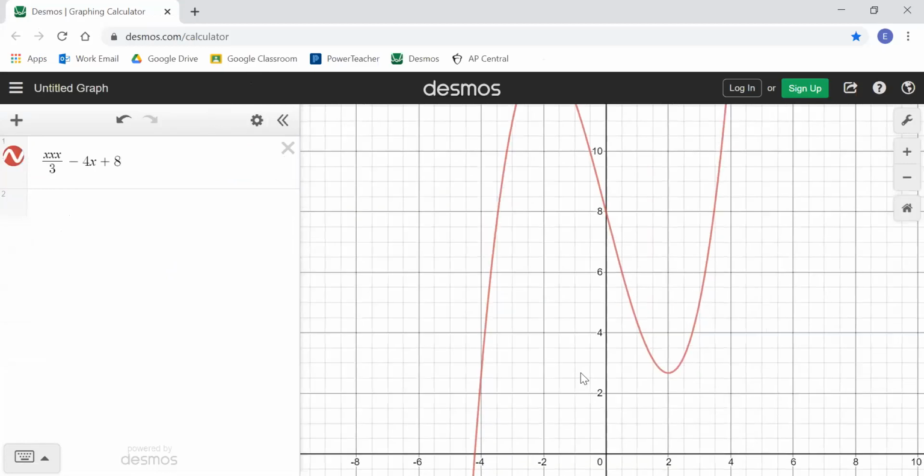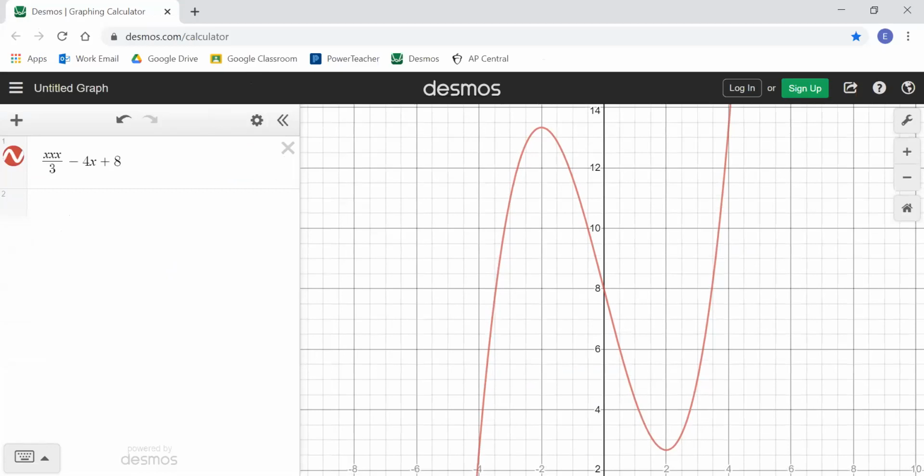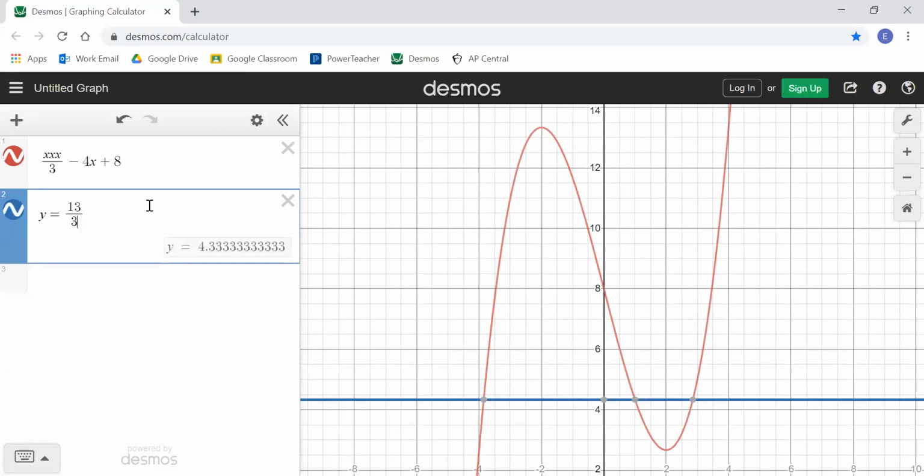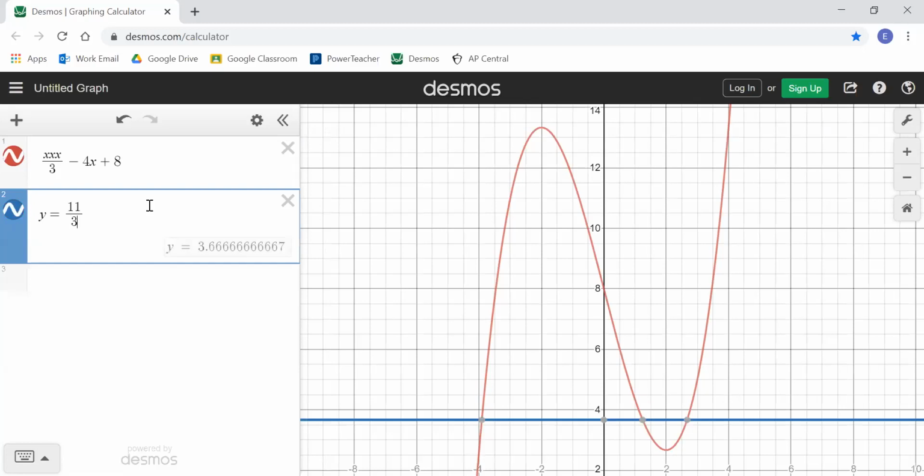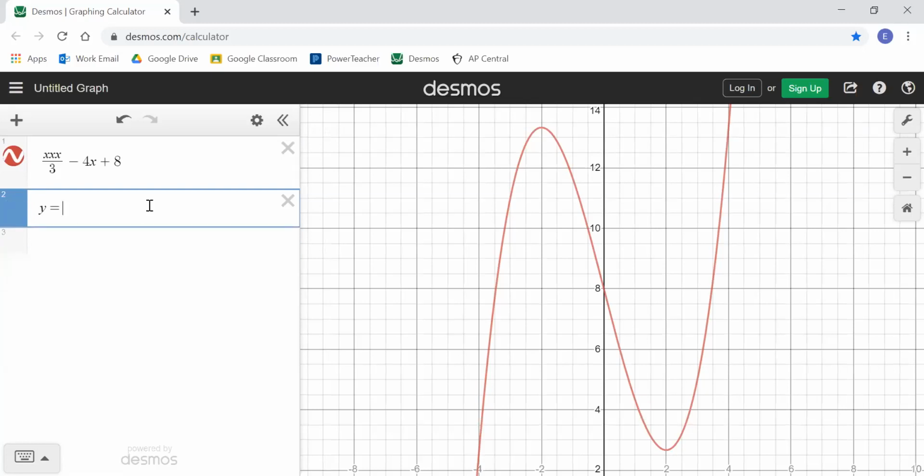And we can see that x equals 2 and x equals negative 2. That's where it has these turning points where the tangent line would be horizontal. And we came up with what, y equals 13/3. No, was it 11/3? What was it? I don't remember what we got. What did we get? 43/3. That sounds better.